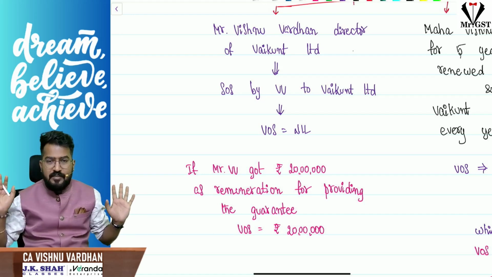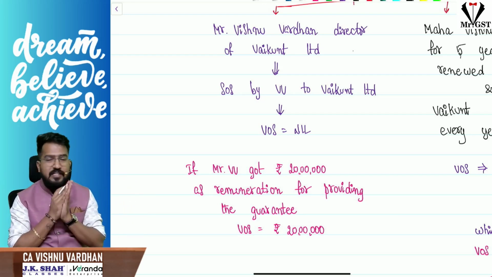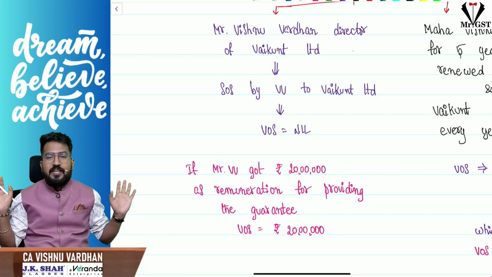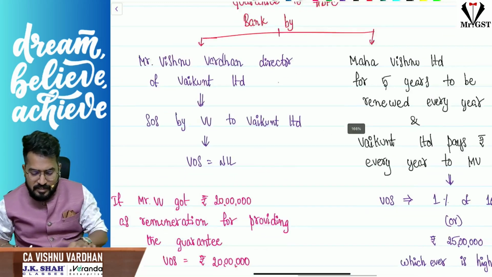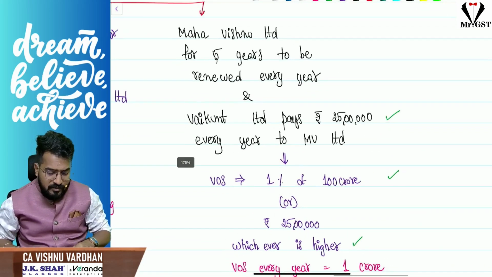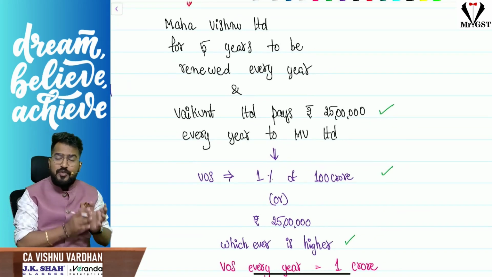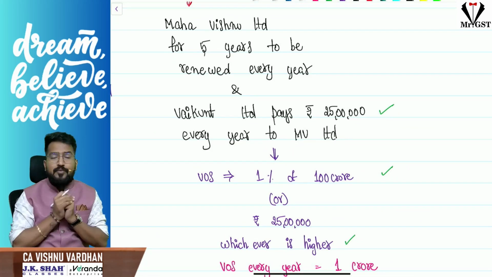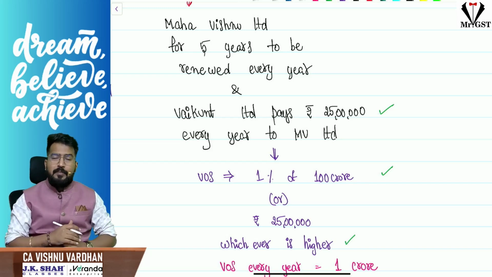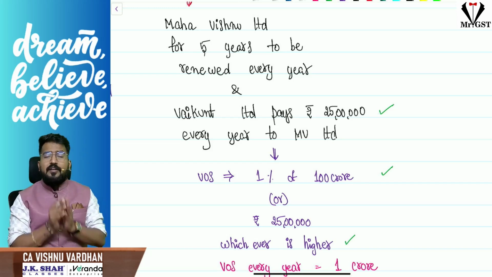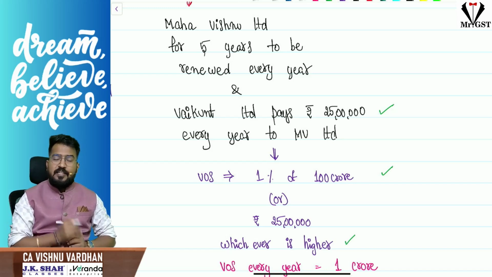So that is the first thing. Suppose Mr. Vishnuvardhan charges a consideration of 20 lakh rupees for giving this guarantee, then that 20 lakhs will be taken as the value of supply. On that there will be GST. Hope it is clear, right? Next, this is the second part of the discussion. Suppose the guarantee is given by Mahavishnu Limited, the holding company of Vaikunth Limited, for 5 years, with renewal each year, and Vaikunth Limited pays 25 lakhs to Mahavishnu Limited as consideration every year.